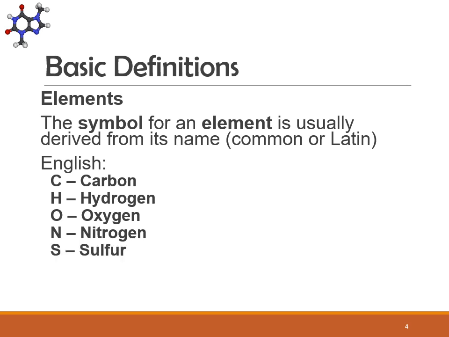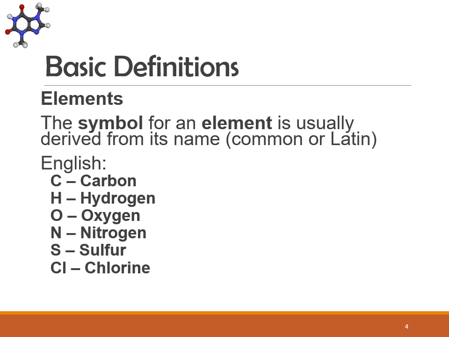Many elements are symbolized by one letter only, but other elements use two letters to avoid confusion with other elements that start with the same letter. For example, chlorine is symbolized by the capital letter C and small letter l to avoid confusion with carbon.